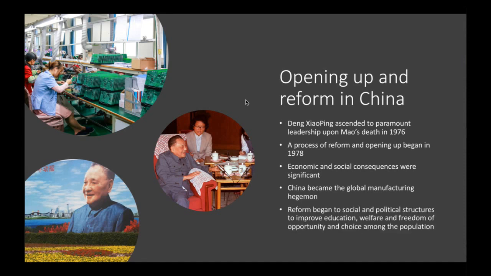But during this time, reform began when it came to social and political structures, not going back to the pre-People's Republic time, but also righting some of the wrongs and self-recognised wrongs of the Cultural Revolution to improve things such as education, to bring about greater welfare and freedom of opportunity, as well as choice among the population, who throughout the early years of the People's Republic were pigeonholed into doing certain roles, given very little freedom, and taught and encouraged to live much of an agrarian kind of worker peasant's lifestyle.